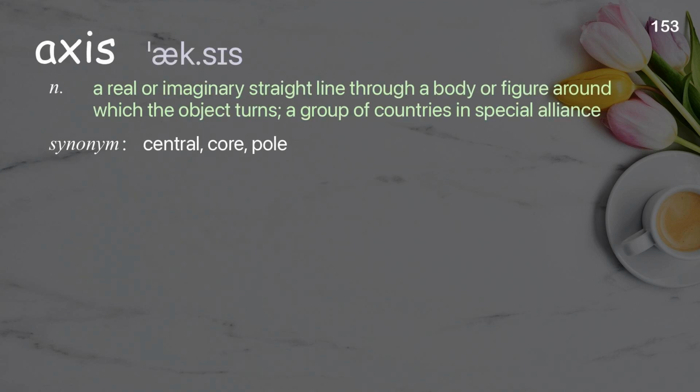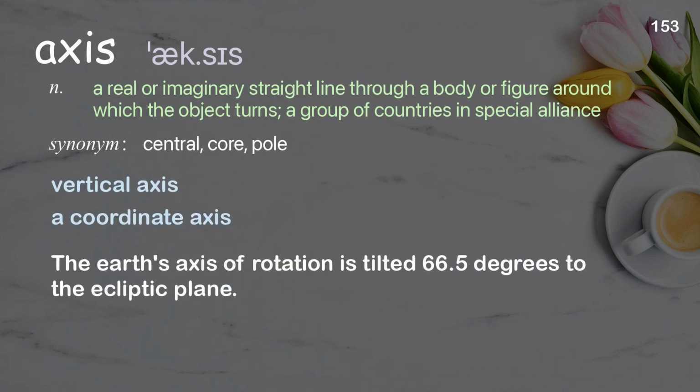Axis. A real or imaginary straight line through a body or figure around which the object turns, a group of countries in special alliance. Examples: vertical axis. A coordinate axis. The Earth's axis of rotation is tilted 66.5 degrees to the ecliptic plane.